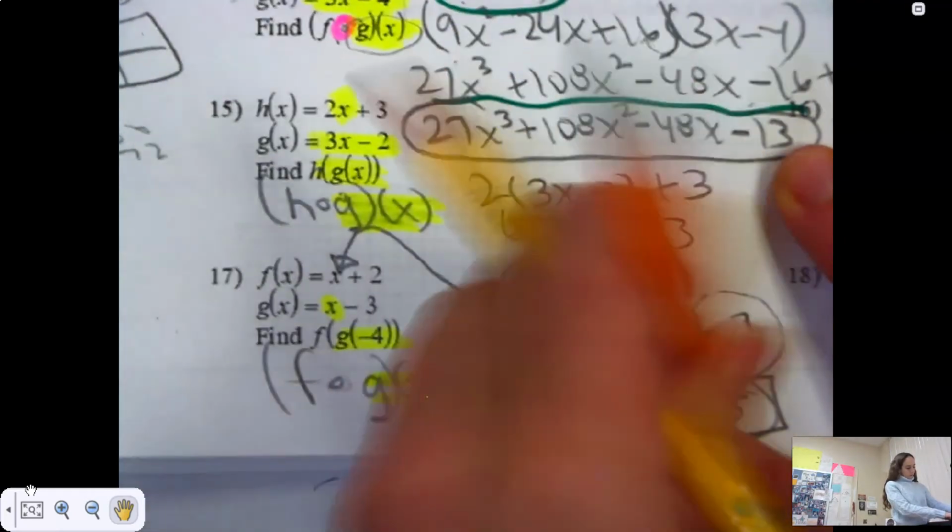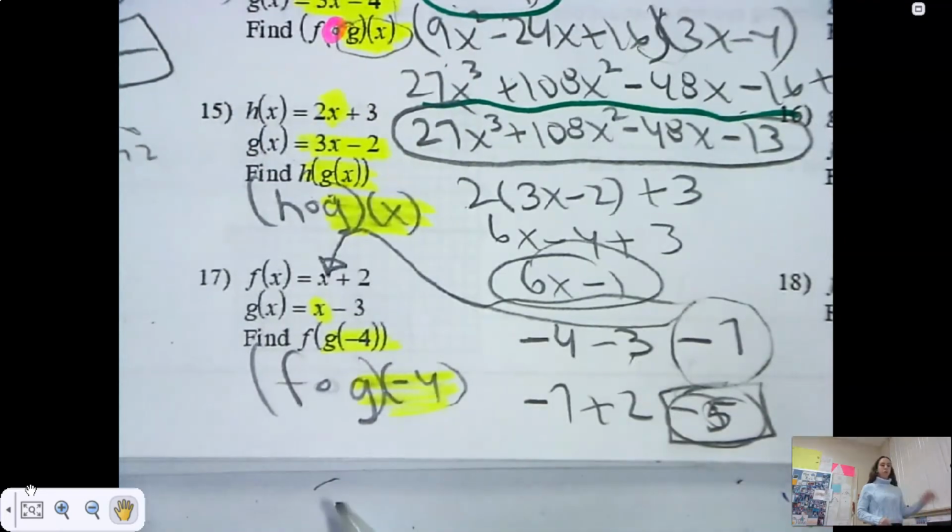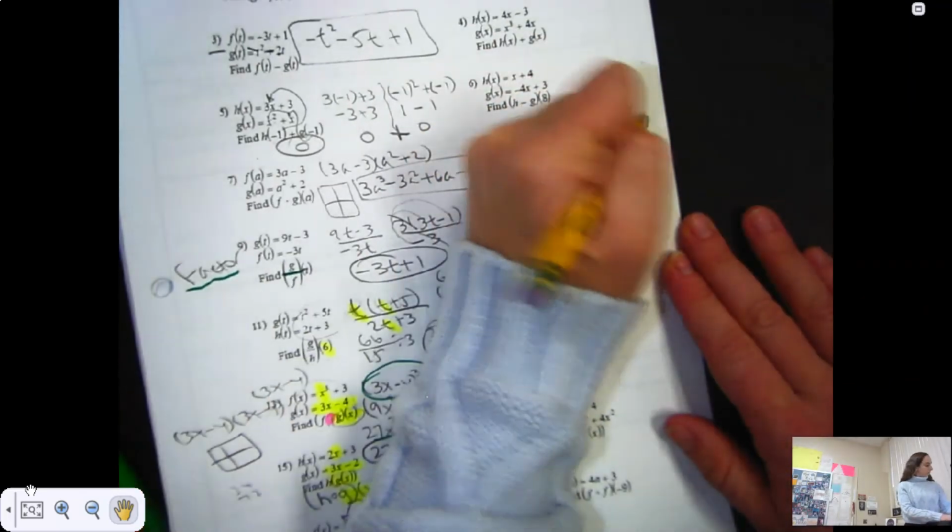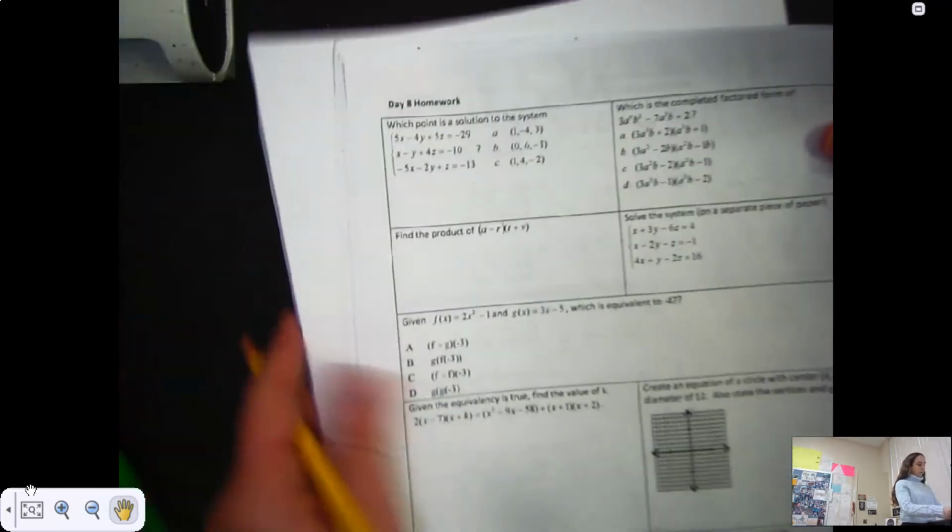Okay. So we'll do a lot more of this practice during class. This was just a review of something we've done before, but it's been a while. Your homework will be to do this right side. And then let's look at the back. And the back is review.